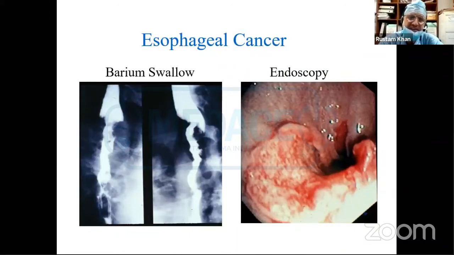On the left-hand side in this picture, you can see a barium study. You see there is a hold up of barium, there is a shouldering sign, and there is a stricture in the lower esophagus. On the right side, this is an endoscopic picture. You see there is a mass lesion. This is transformation to adenocarcinoma on the background of Barrett esophagus, which we have already discussed.